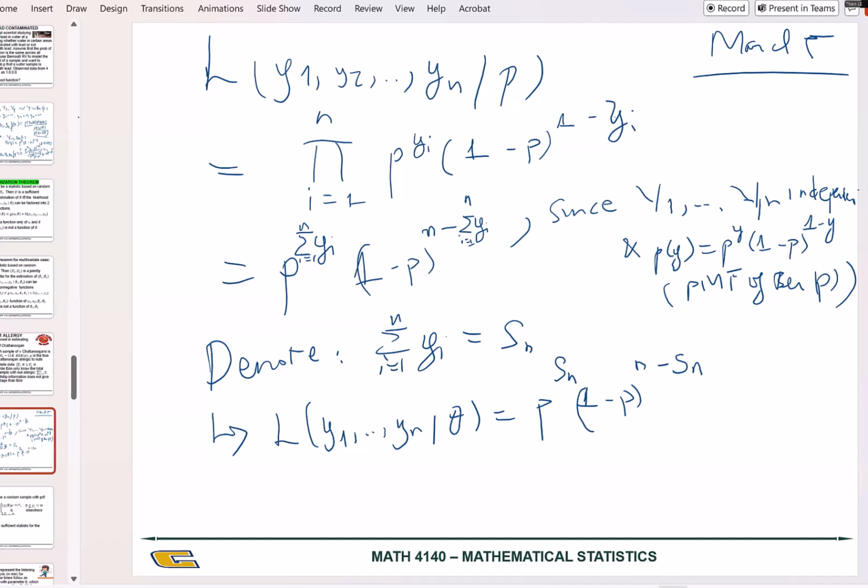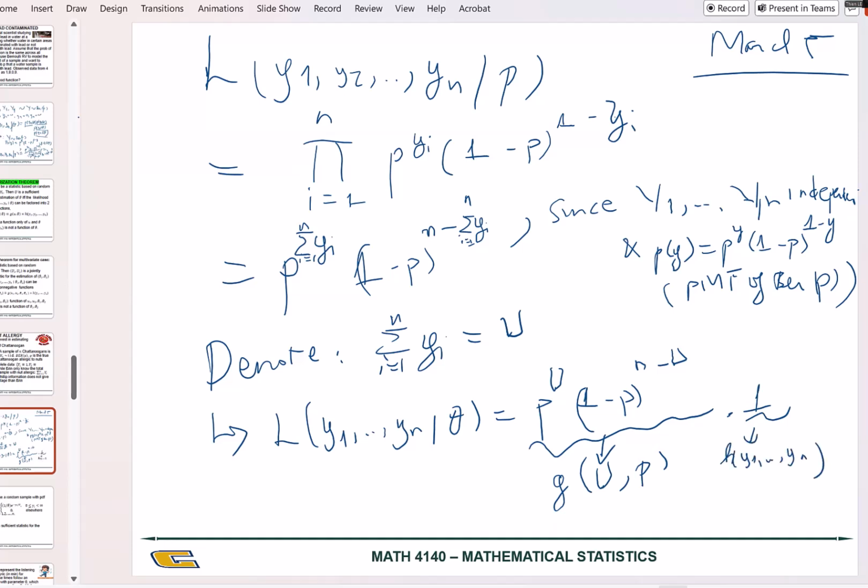You can think of this as g of u and p. I put u for consistency, so S or u doesn't matter here. So this is my g of u and p, and another function which is 1 is just my h of y1 to yn.